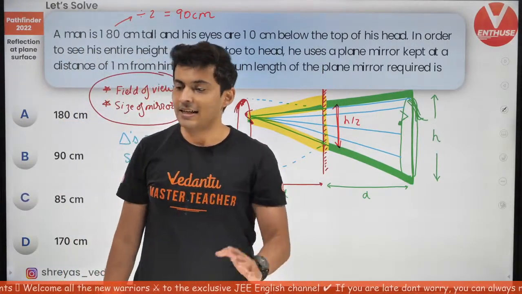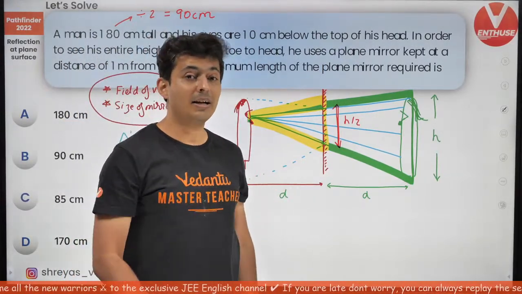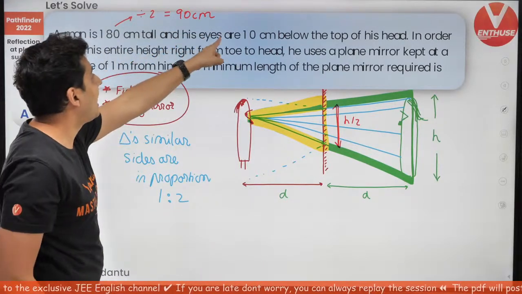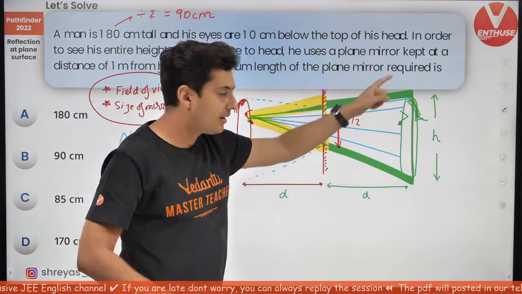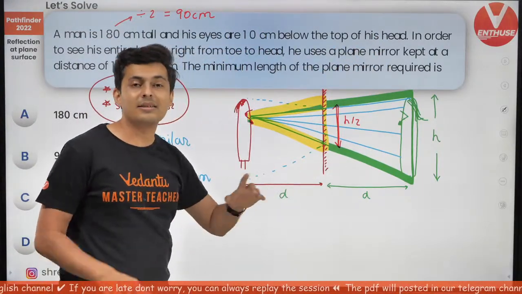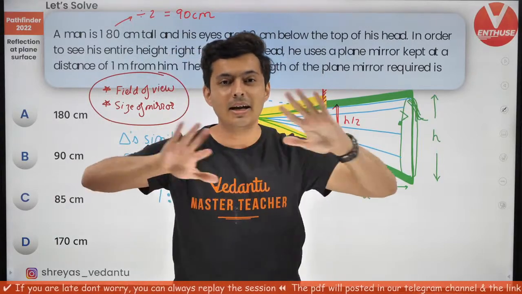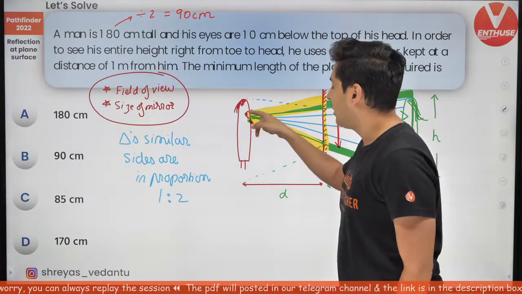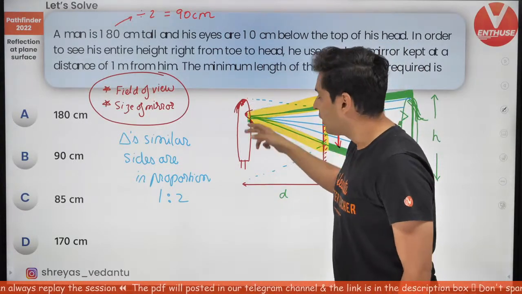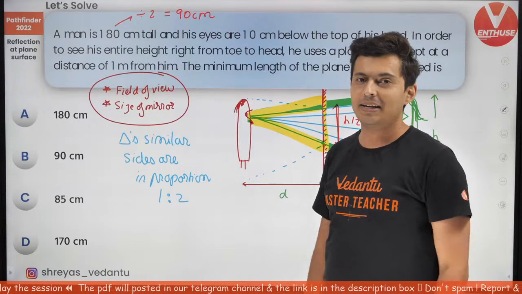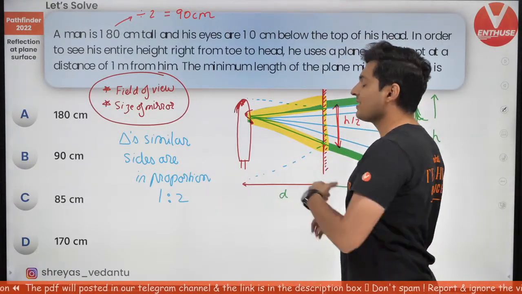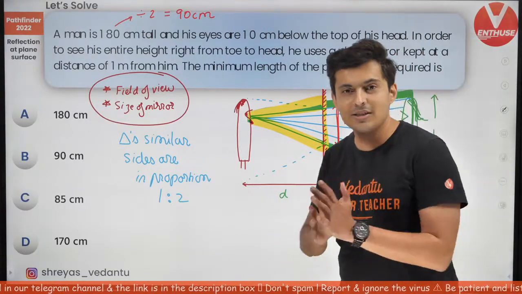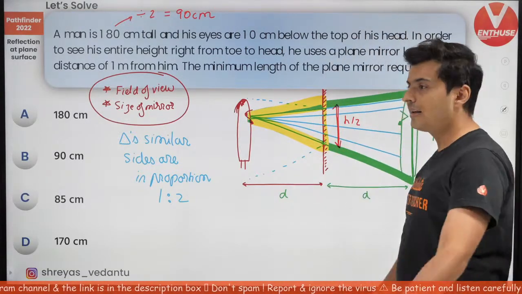Yes, the length should be half, but the best part is the distances did not even matter. The eyes distance did not matter. The person and the mirror distance did not matter. So all that data was useless. Even if his eyes were not 10, but let's say 20 centimeters below, it wouldn't matter. If you are standing 10 meters away from the mirror, still the answer will be the same. So all that data was just given to confuse you, nothing else.